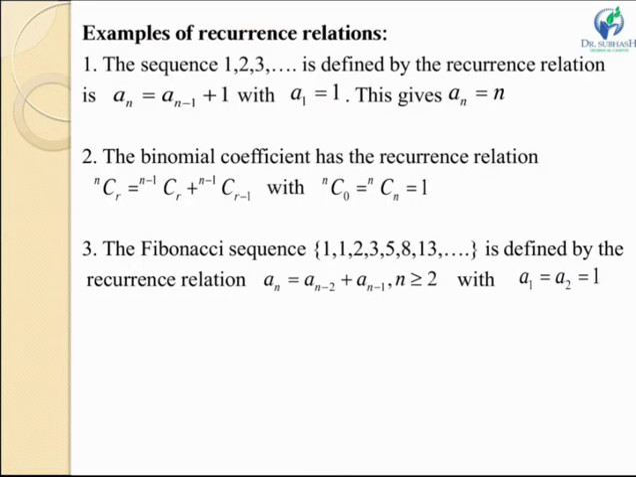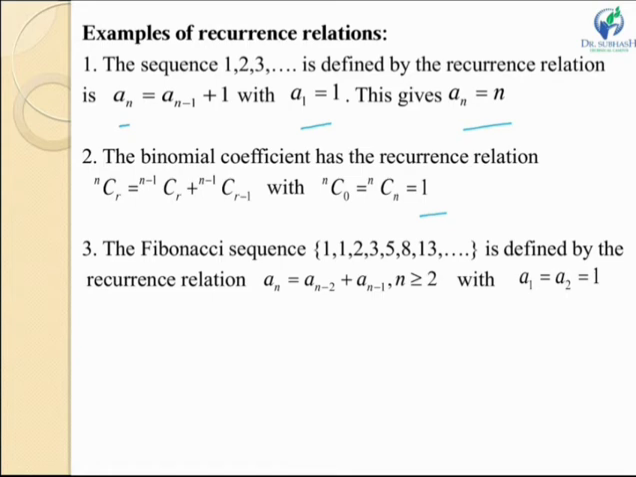For example, the sequence 1, 2, 3, and so on is defined by the recurrence relation an equal to an minus 1 plus 1 with a1 equal to 1. This gives an equal to n. Second, the binomial coefficient has the recurrence relation nCr equal to n minus 1 Cr plus n minus 1 Cr minus 1 with nC0 and nCn equal to 1.